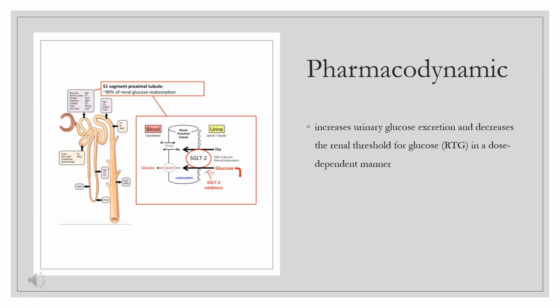Pharmacodynamics. This drug increases urinary glucose excretion and decreases the renal threshold for glucose, RTG, in a dose-dependent manner. The renal threshold is defined as the lowest level of blood glucose associated with the appearance of detectable glucose in the urine. The end result of canagliflozin administration is increased urinary excretion of glucose and less renal absorption of glucose, decreasing glucose concentration in the blood and improving glycemic control.